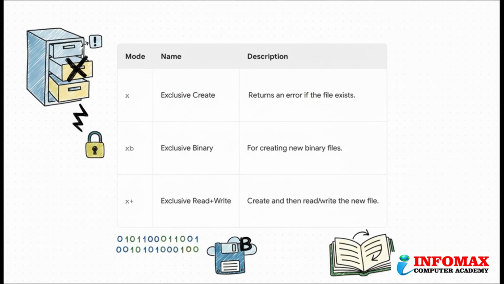So this is X for exclusive creation. Its one and only job is to create a new file. If a file with that name already exists, it doesn't touch it, it doesn't overwrite it. Instead, it just raises an error and stops. This is what we call failing safely. And trust me, in programming, that's often exactly what you want. The XB and X Plus versions just follow that same safe pattern.